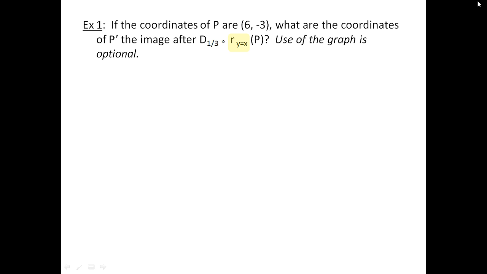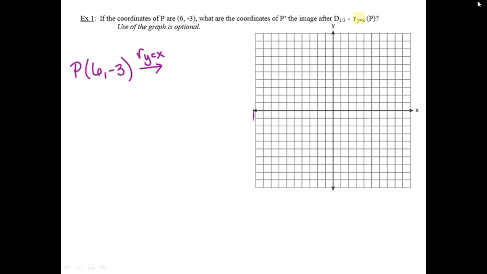I'm going to go ahead and start with that reflection across the line y equals x. So if we start with our point P with coordinates 6, -3 and reflect over the line y equals x, I remember that the shortcut for reflecting across the line y equals x is to simply take the x and the y coordinates and switch them. So a reflection in the line whose equation is y equals x is going to land me at the point whose coordinates are -3, 6.